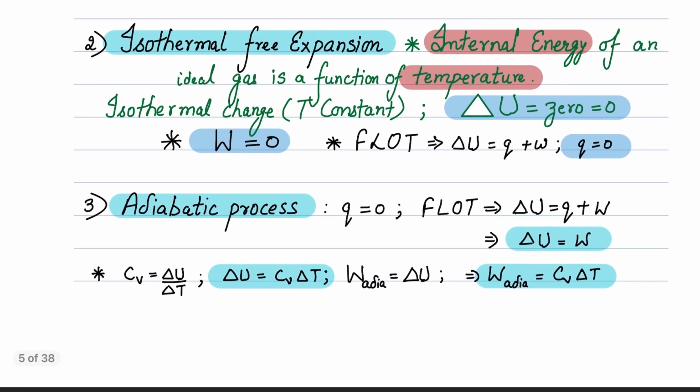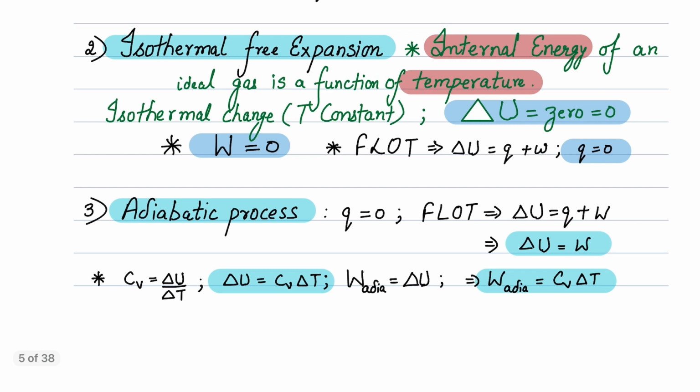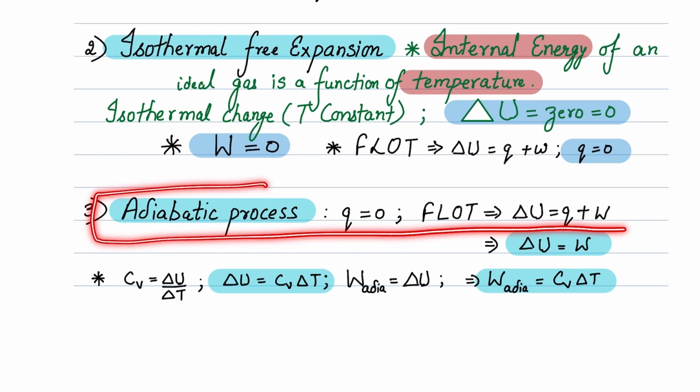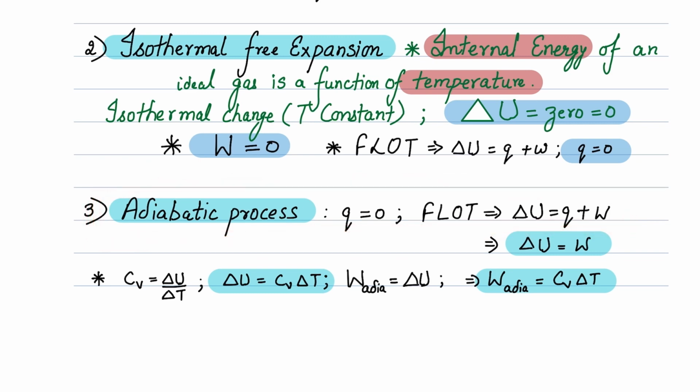Now, the third one is very important, that is adiabatic process. This is very important for entrance exams. Adiabatic process, we have already done it, that for adiabatic process the heat change, that is Q is equal to 0. So, according to the first law of thermodynamics, delta U is equal to Q plus W. So, in this case Q is equal to 0, that means our delta U will be equal to W.